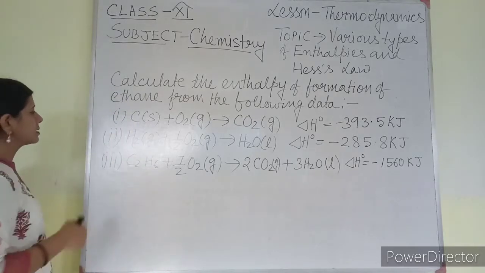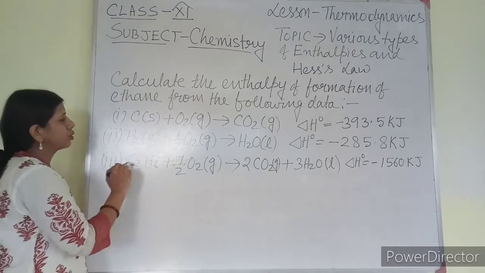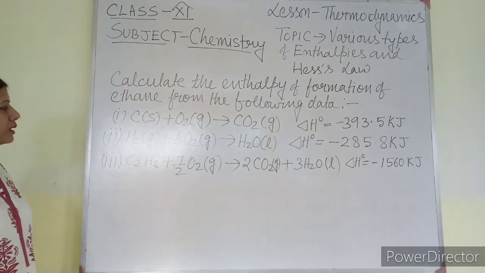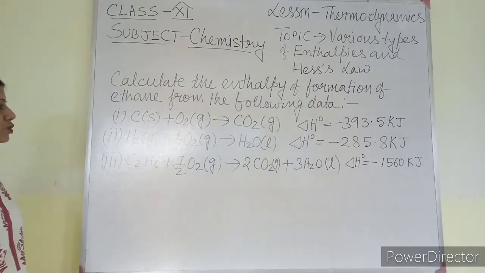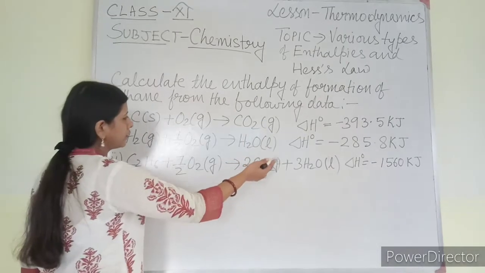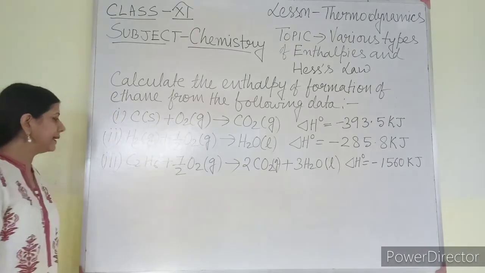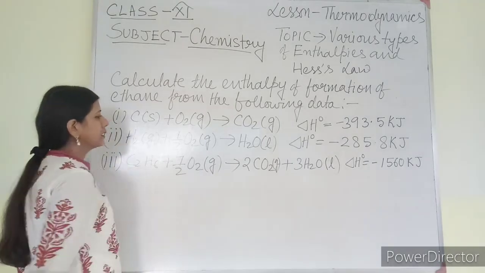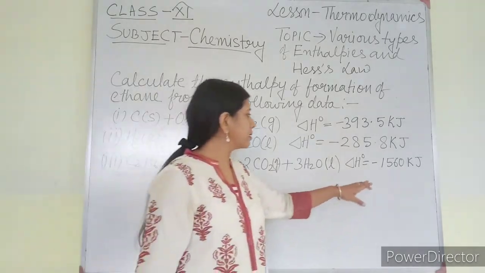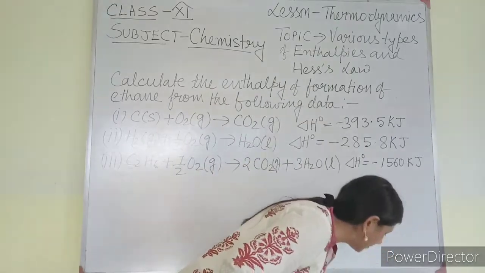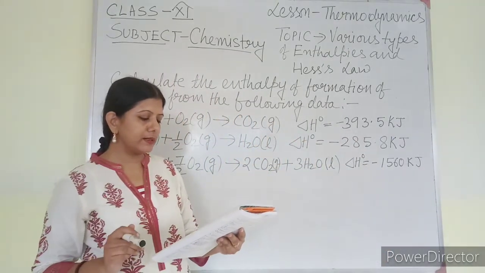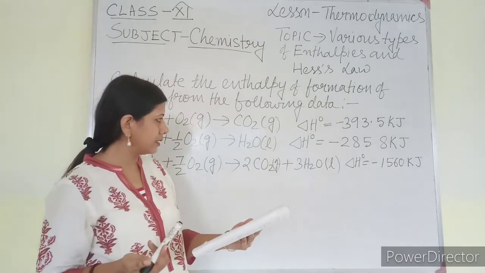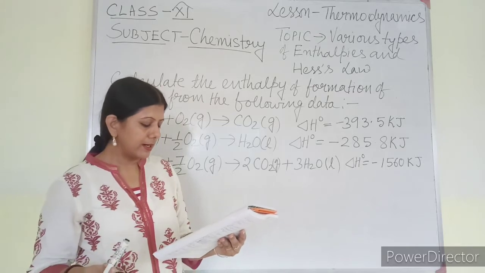And this is the data given to you: C plus O2 gives CO2, the enthalpy of formation is minus 393.5. H2 plus half O2 gives H2O, enthalpy of formation is minus 285.8. C2H6 plus 7 by 2 O2 gives 2 CO2 plus 3 H2O, enthalpy is minus 1560 kilojoule. This is the question. Now you have to find out the formation of ethane using Hess law. I am just checking the question, whether the data is correct or not.